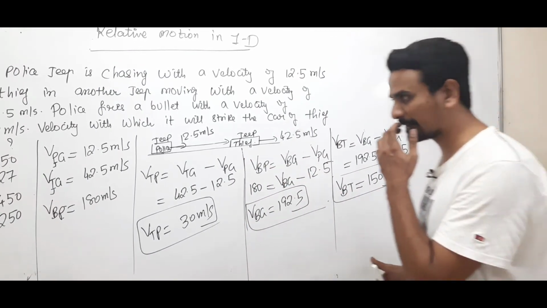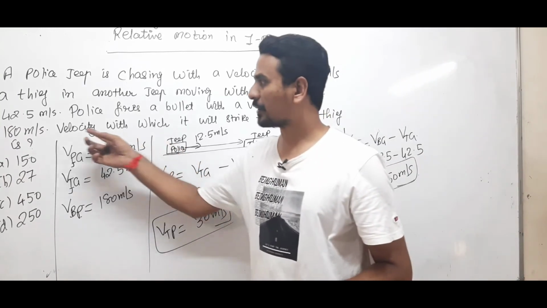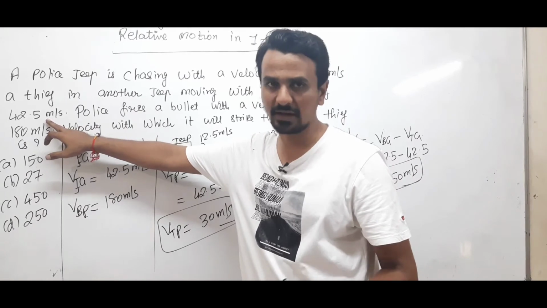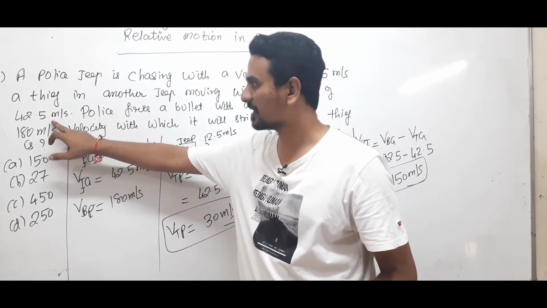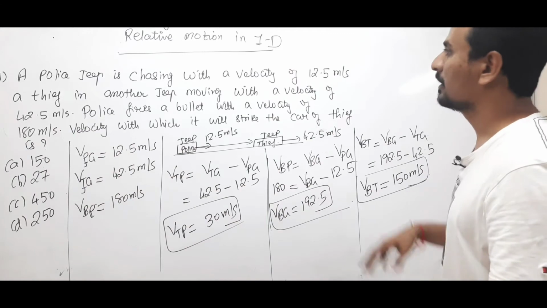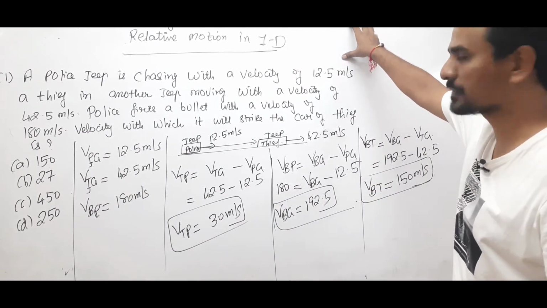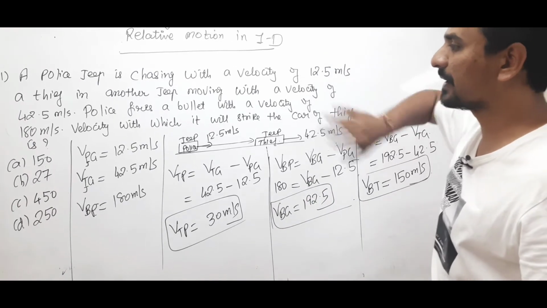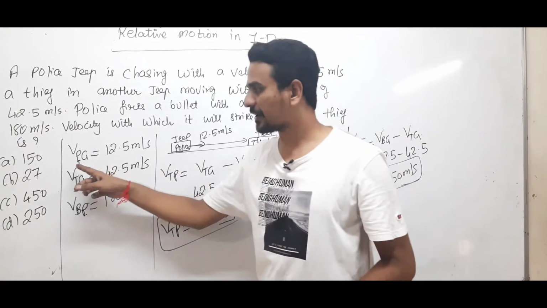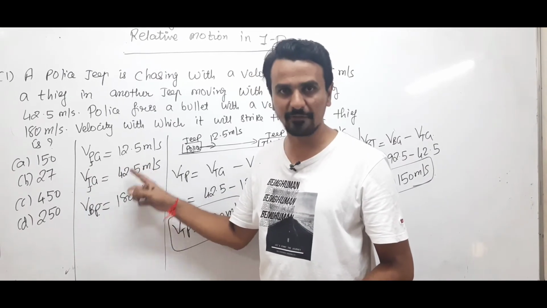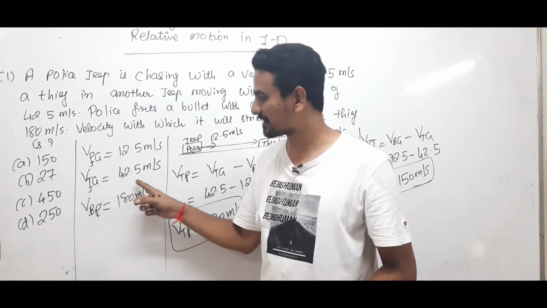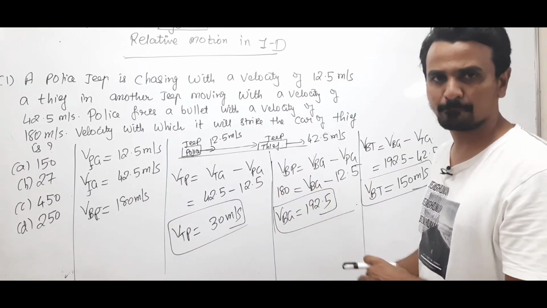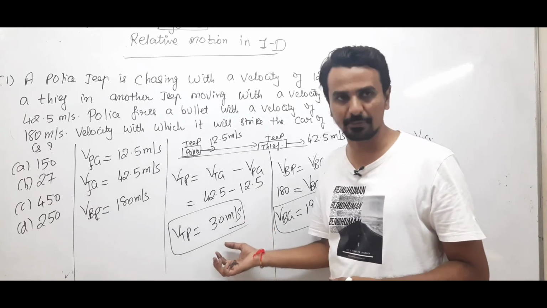See, let's make it clear once again. The velocity of the thief sitting in a jeep is given as 42.5 and the velocity of the police jeep is given as 12.5. The police is chasing the thief with this velocity. Okay, that means first the velocity of the police jeep with respect to ground is 12.5, and the velocity of the thief with respect to ground is given as 42.5. From that we will calculate the relative velocity between the thief and the police. That comes out to be 30 meter per second.